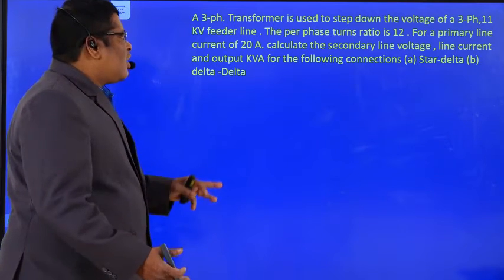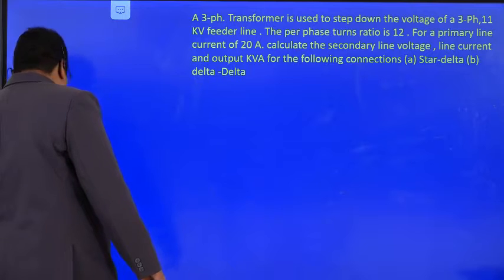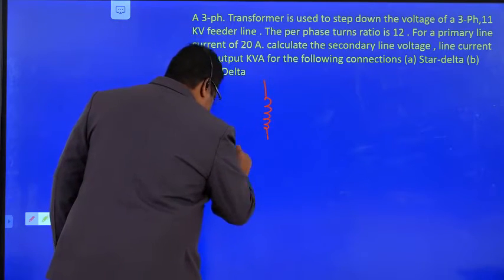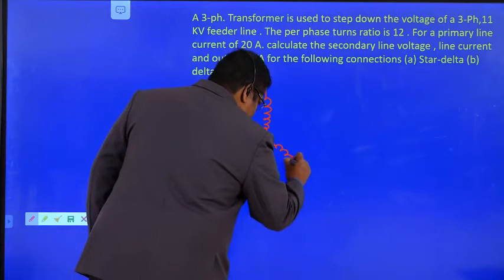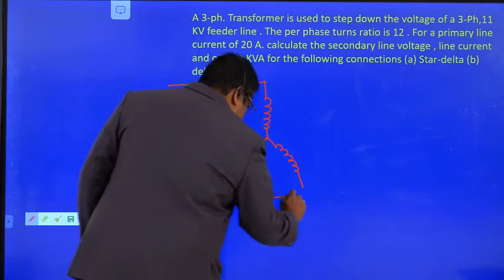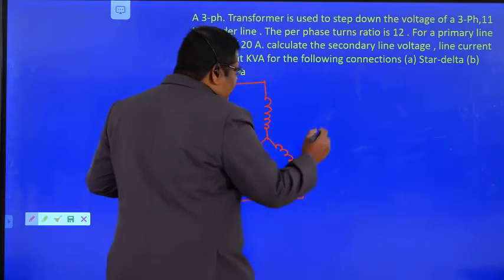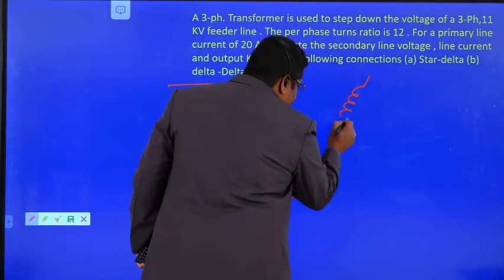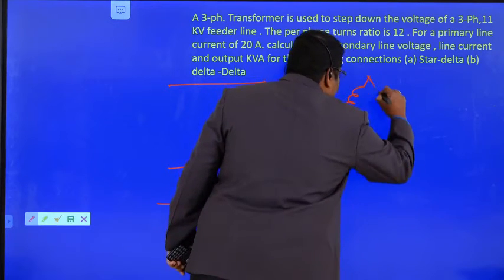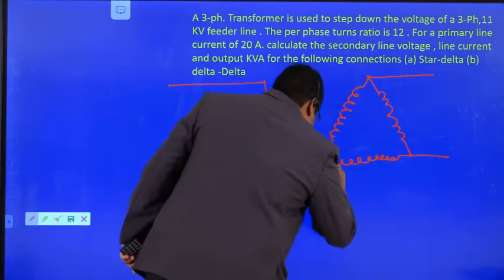First, let me take the star-delta. The primary is connected in star, whereas the secondary is connected in delta. This is the delta connection, three phases connected in delta, with the three terminals taken outside.